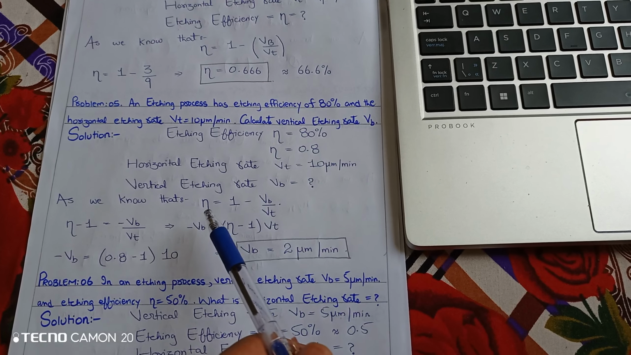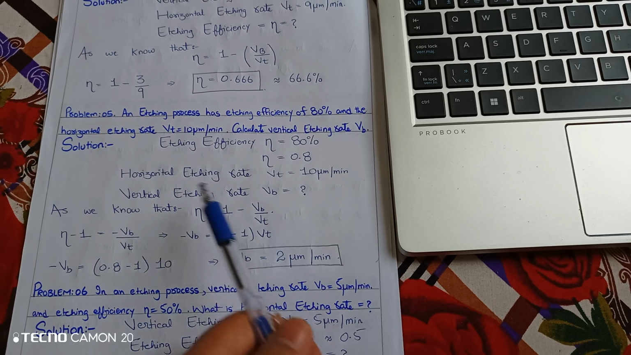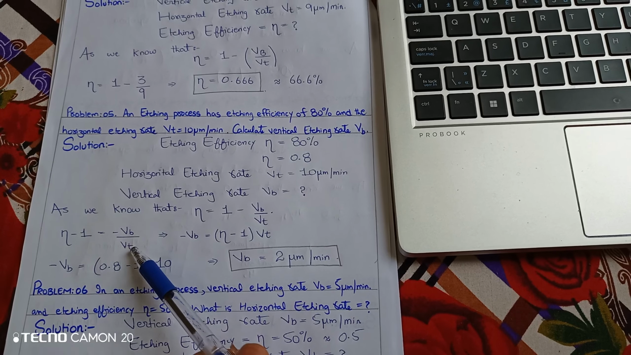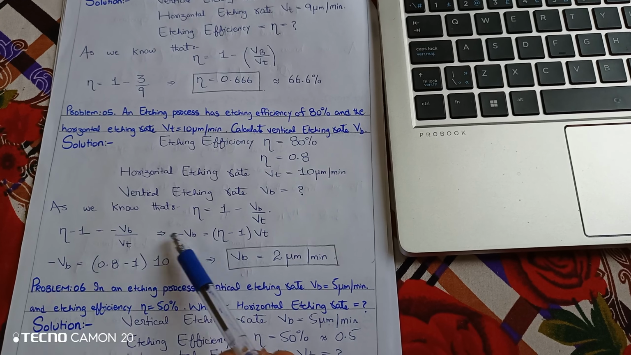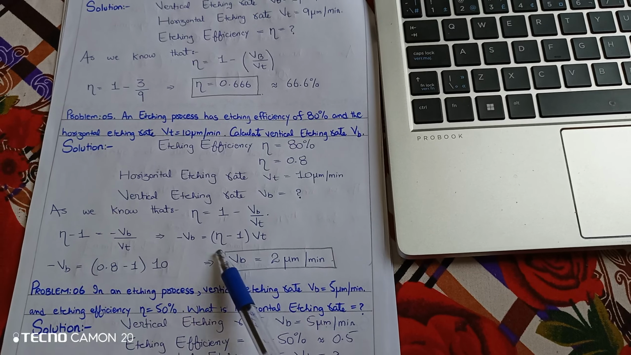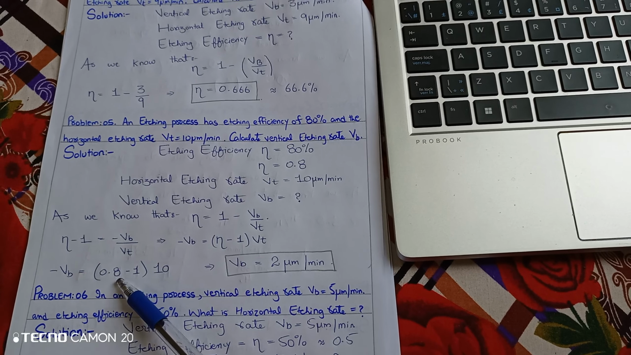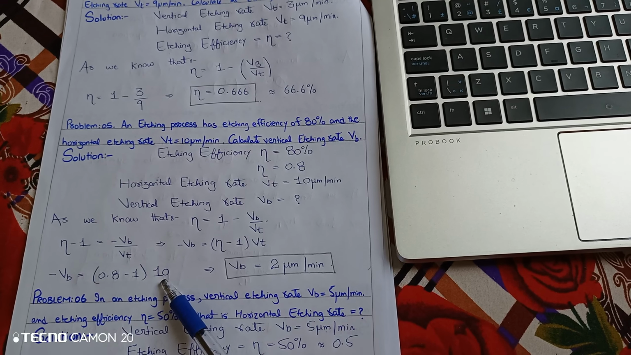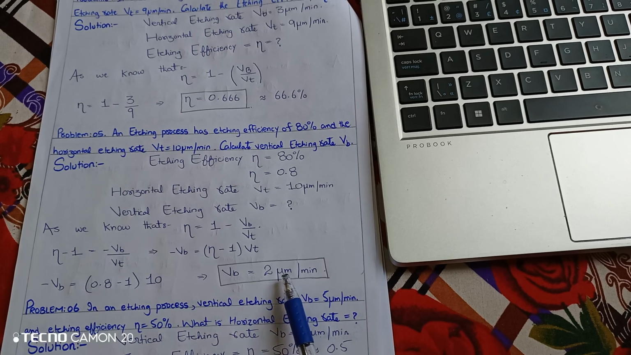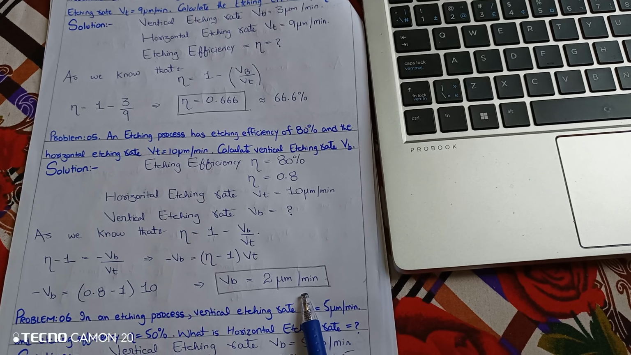Again, you have to use the same relation of efficiency, eta equals 1 minus Vb by Vt. Move this one to the other side, eta minus 1 becomes minus Vb by Vt, because you have to find Vb. Multiply Vt to the other side, so minus Vb equals Vt times eta minus 1. Putting the value of eta, which is 0.8 minus 1, what does it become? 0.8 minus 1 is minus 0.2. Minus 0.2 multiplied by 10 becomes minus 2, and this minus cancels with the other minus. Your Vb equals 2 micrometer per minute. Understood? This is how you can find the vertical etching rate, Vb.